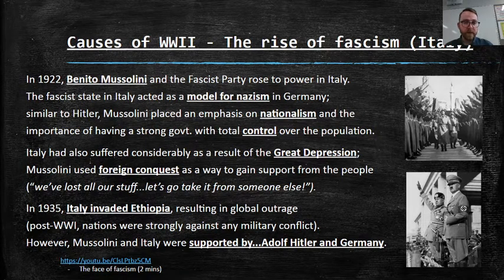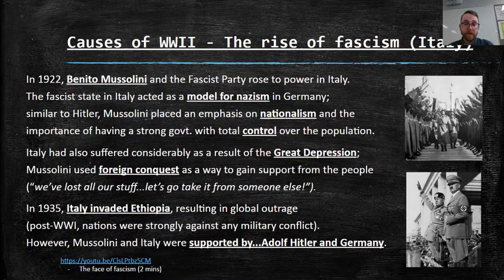So obviously it had a big impact on Hitler, on Nazi Germany, because similar to Hitler, Mussolini placed an emphasis on nationalism. So the country is the most important thing in the world, everyone else sucks, we're going to do something about it. And he placed an emphasis on having total control of the population. Italy had also suffered considerably as a result of the Great Depression. Again, you're seeing these two causes connect to other causes. Mussolini used foreign conquest as a way to gain support from the people. So his logic was, well, we've lost all our stuff, let's go take it from someone else. That's how he was going to make Italy better.